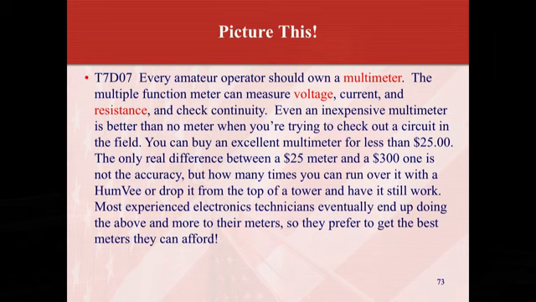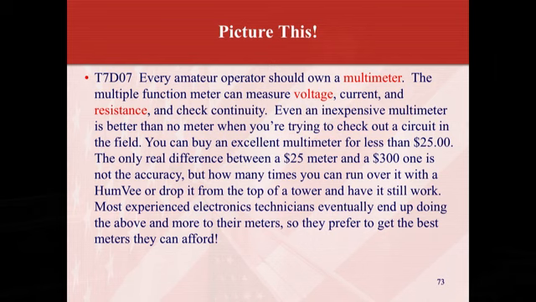Every amateur should own a multimeter. The multiple function meter can measure voltage, current, and resistance and check continuity. Even an inexpensive multimeter is better than no meter when you're trying to check out a circuit in the field. You can buy an excellent multimeter for less than $25.